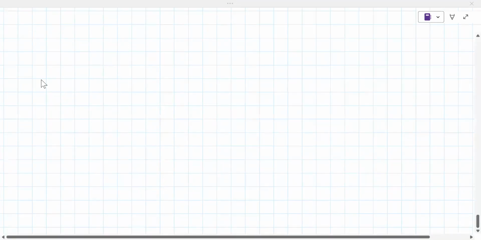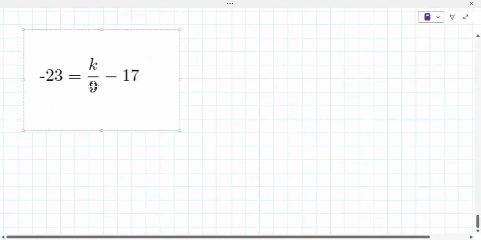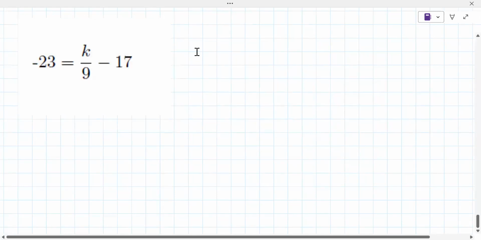Clear the screen. Again, we're not in a hurry here. You can do as many as you want.